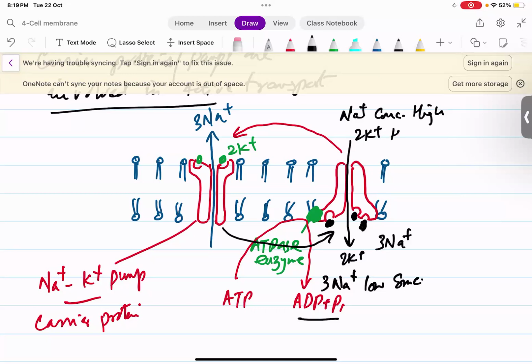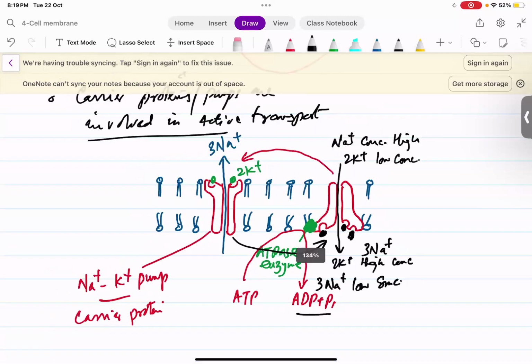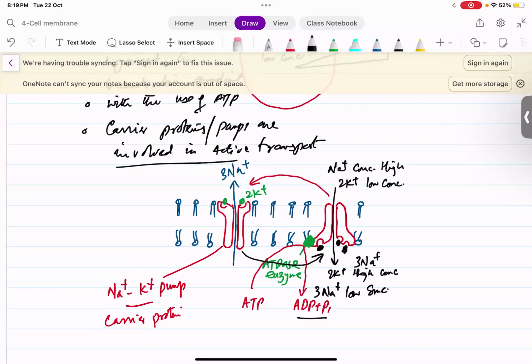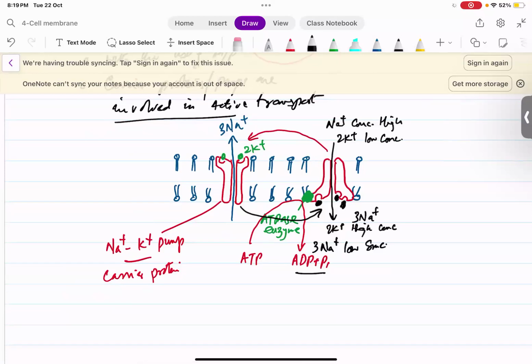Okay, so this is high concentration of sodium ions on outside, and low concentration of potassium ions on outside, and high concentration of potassium ions on inside. So sodium moves from low concentration to high concentration, and potassium moves from low concentration to high concentration into or out of a cell. This process is known as an active transport. Okay, so proteins which change their shape are known as carrier proteins, and this change in the shape is also known as conformational change or change in the conformation of proteins.